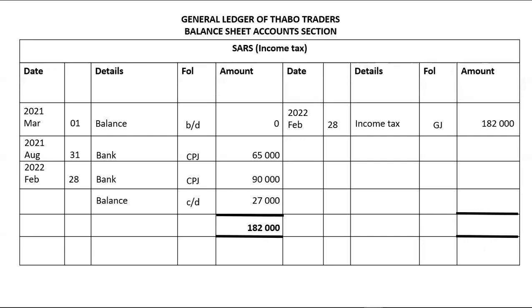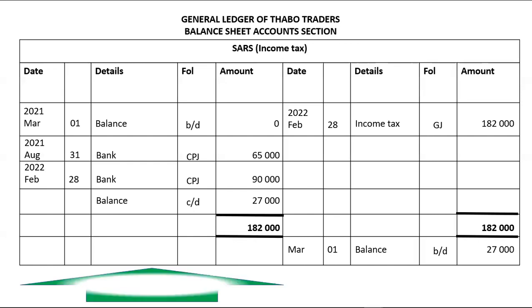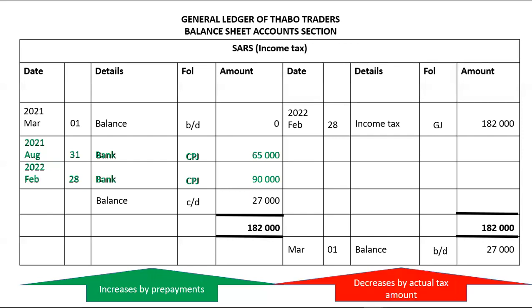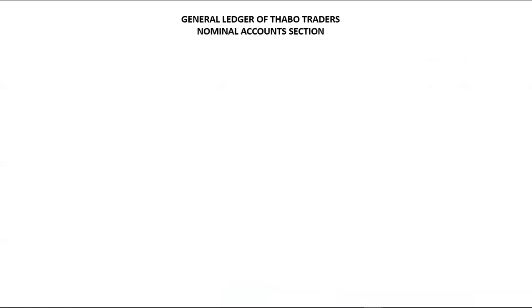We're going to carry it over to the following year or to the following month, meaning that when we start our new financial year, we will start owing SARS 27,000 Rand. Please note that our prepayments will increase this account on the debit side, which is the prepayment we made on the 31st of August, as well as the prepayment we made on the 28th of February. These prepayments will be reduced by the actual amount of tax that we have incurred. In this case, it was that 182,000.